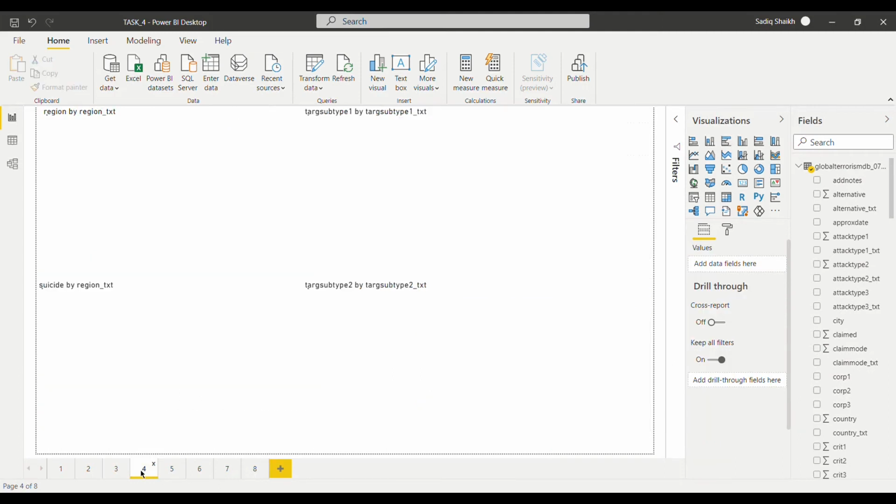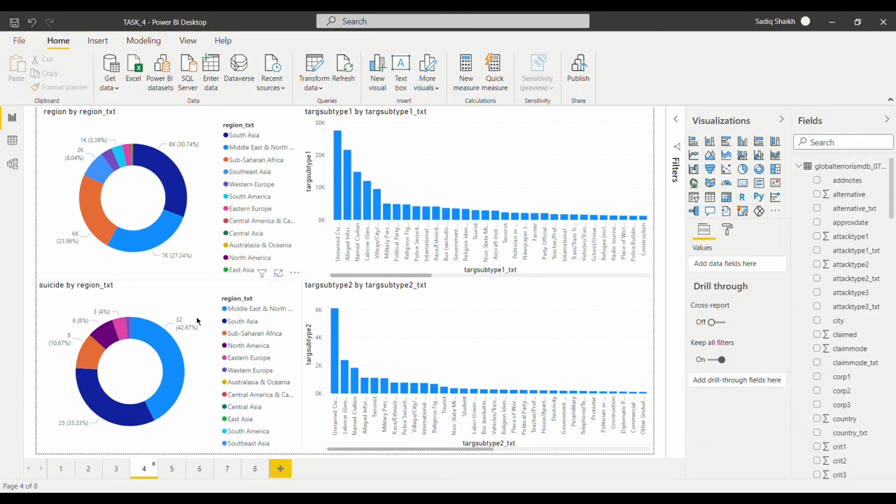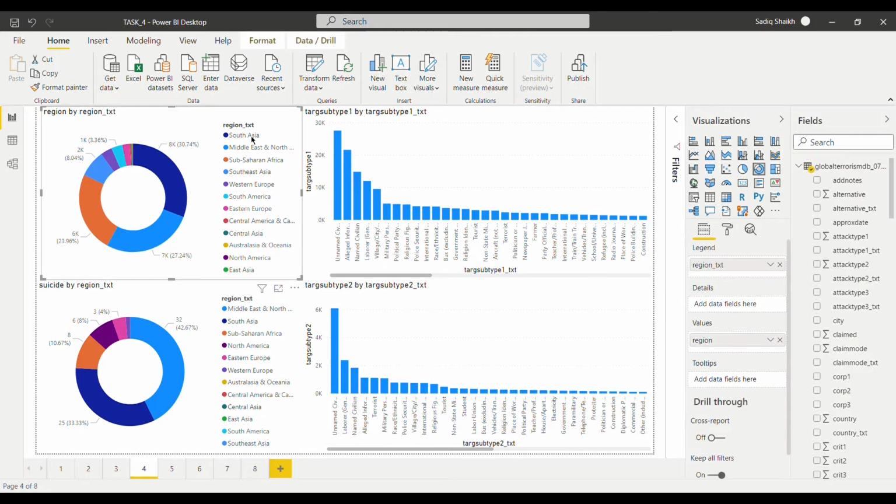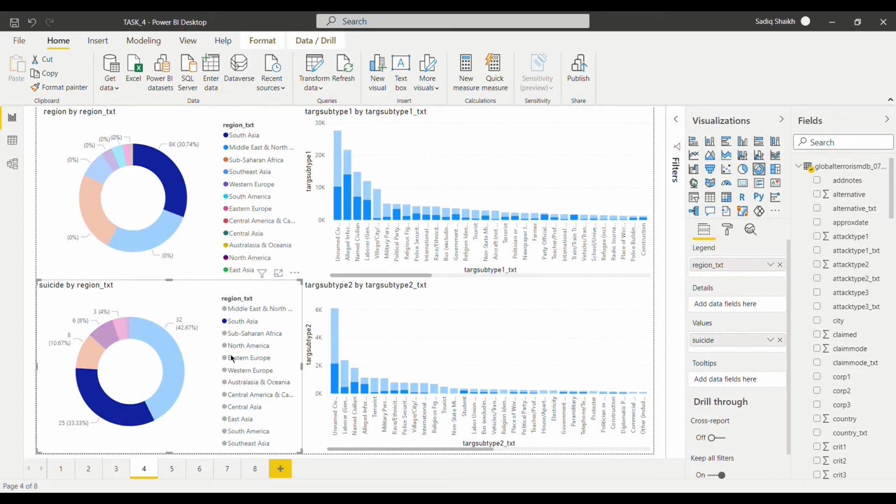Then we'll move towards the next part. This is the region attacked and the names of those regions. So South Asia is a region which has been mostly attacked by the terrorists. And if we can see the Middle East region, this is the suicide cases. Like this is the maximum number of suicides being done in the Middle East region of the continent. Then comes the South Asian region, and Sub-Saharan Africa, these are the regions where the maximum number of suicides are happening.